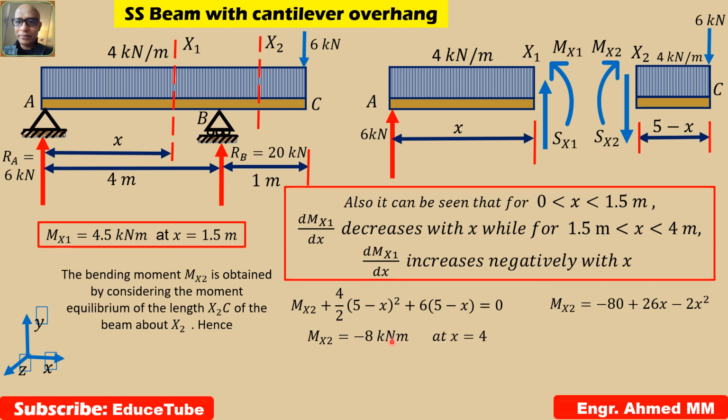Mx2 is minus 8 kilonewton meter at x equal to 4, because if we put x equal to 4, it is minus 8 kilonewton meter, exactly here, right-hand side, exactly on the support. At 4. Mx2 equals 0 at x equal to 5, I mean at the tip. Using these equations, here the moment is 0.